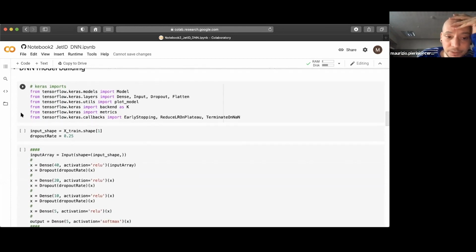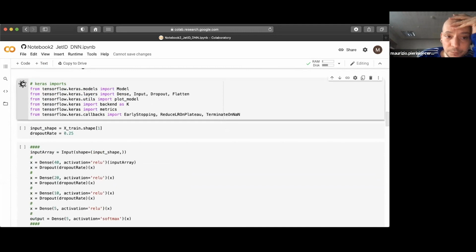And then here, this is the part that we care about. Here I have some imports of TensorFlow.keras functions. For instance, Dense is the fully connected layers that we discussed. Input is the input layer. Dropout is the dropout layer that we talked about.